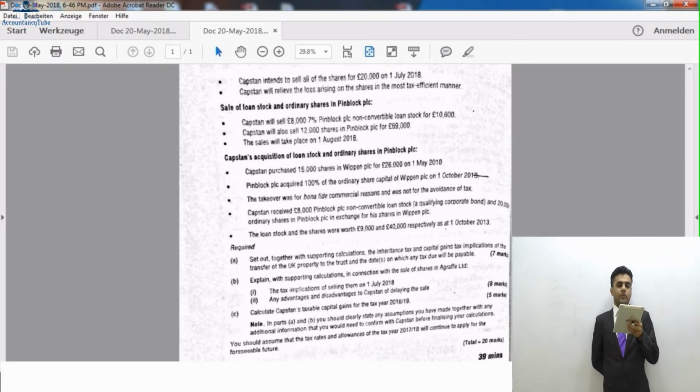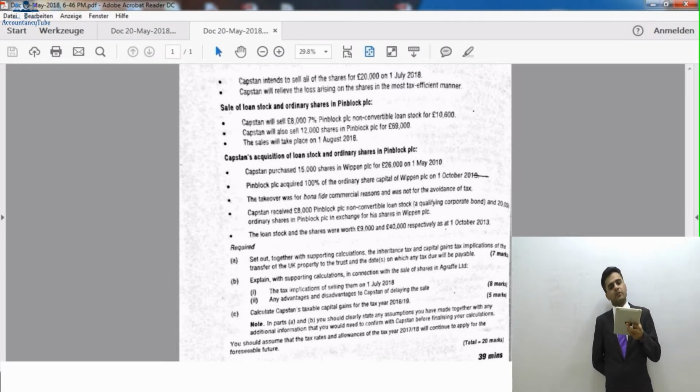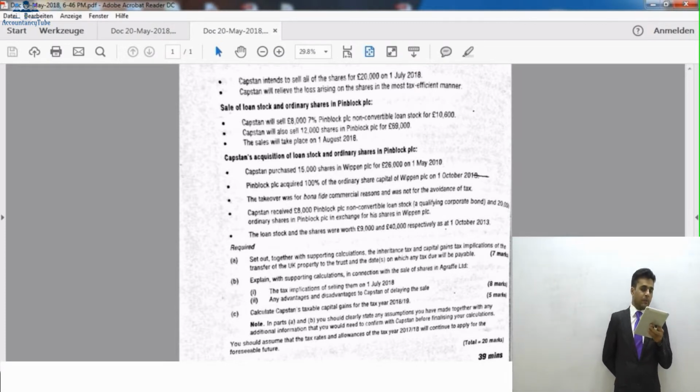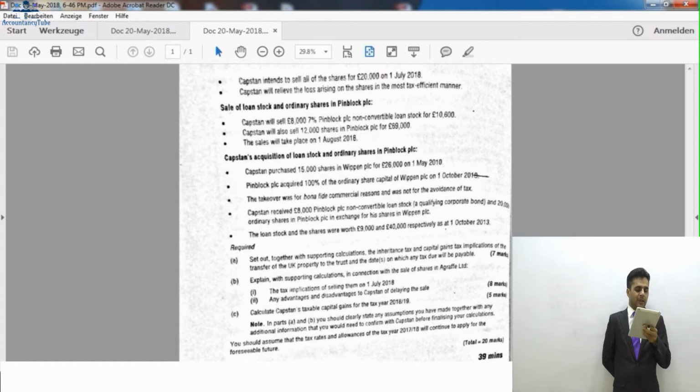Capstan subscribed for 18,000 shares in Agrif Limited for £32,000 on 1st of February 2016. So he bought these shares on 1st of February 2016 for £32,000. He obtained EIS relief of £9,600 against his income tax liability. Now he invested in EIS shares and obtained 30% EIS relief. So we know that the EIS relief rate is 30%, and this is the £9,600 for which the EIS relief was claimed.